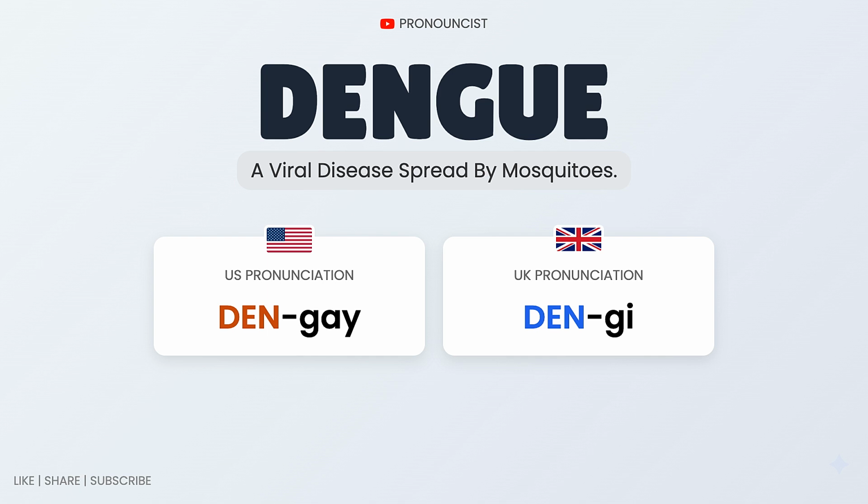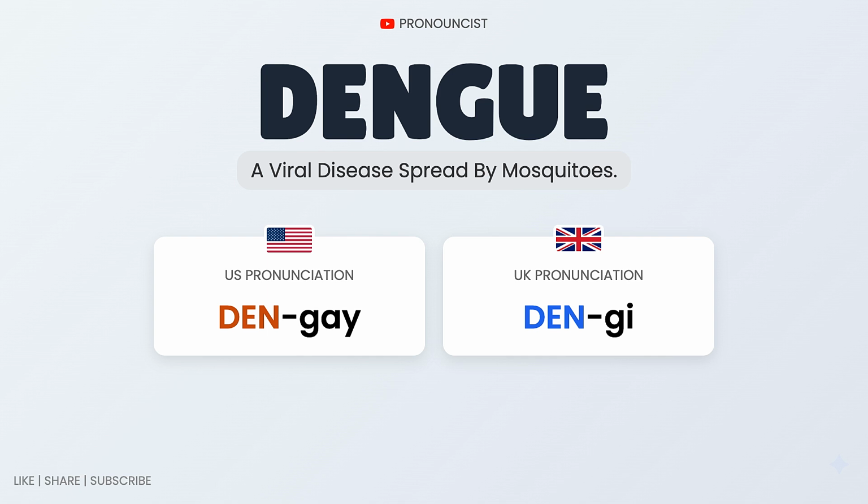Now, let's focus on British pronunciation of this word, dengue. Now, read the syllables of British pronunciation shown on the screen naturally. Den, gi, dengue. Stress den and keep gay light. The G is soft. Dengue.